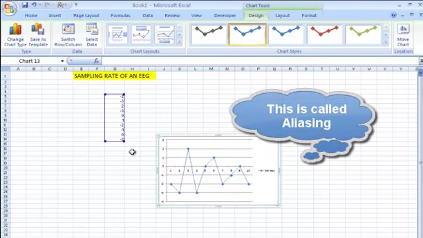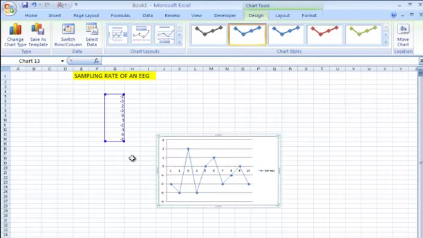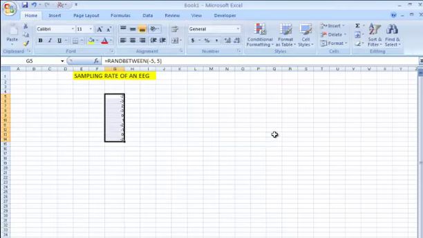This is called aliasing. Aliasing basically means that if you do not have a sampling rate which is 3 times or higher than the frequency of interest, you may see waves which are slower in frequency than the actual analog signal. This is called aliasing, and to prevent aliasing you need to have a sufficient sampling rate on the EEG.